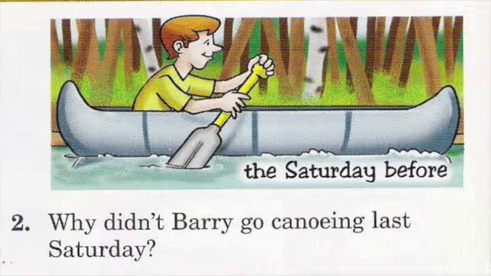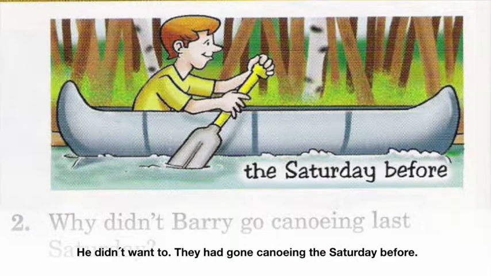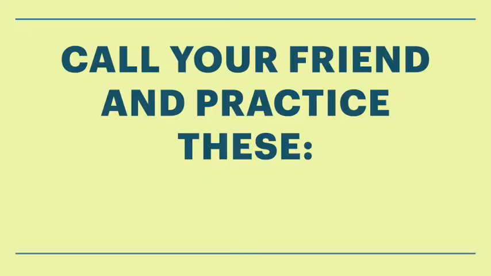Okay. Number 2, why didn't Barry go canoeing last Saturday? He didn't want to. He had gone canoeing the Saturday before. Perfect. Okay, so now it's your turn to practice past perfect, finish the examples, and feel free to call a friend and complete these pages together.